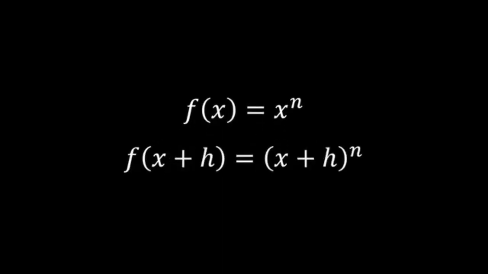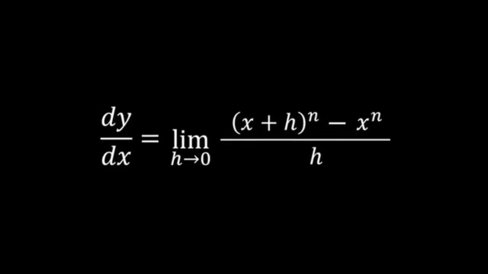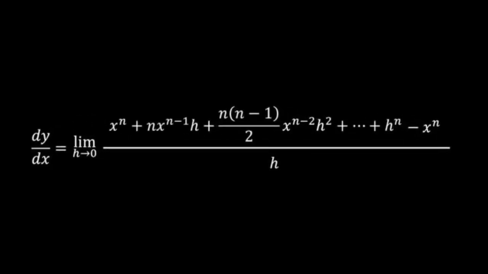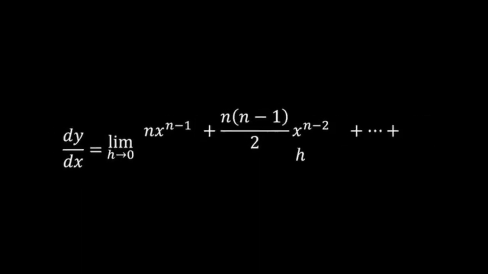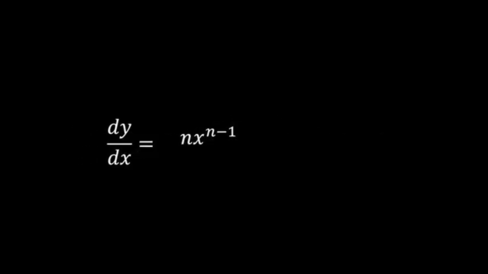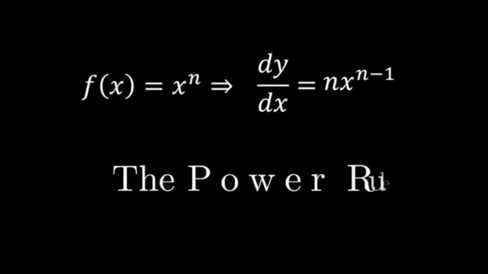Now, is there a quicker way to do this? Let's take a generic term, x to the power of n. Using the same approach, we substitute f of x plus h into the formula and expand x plus h to the power of n, using the binomial expansion. When we simplify, the x to the n terms and the terms involving h cancel out as h tends to 0, leaving n times x to the power of n minus 1. This is called the power rule.